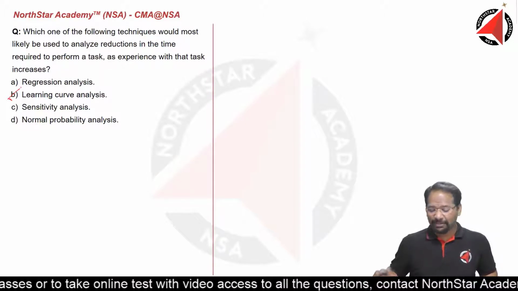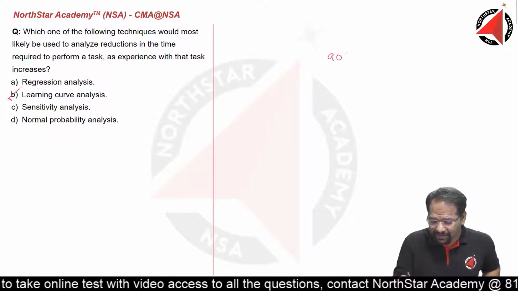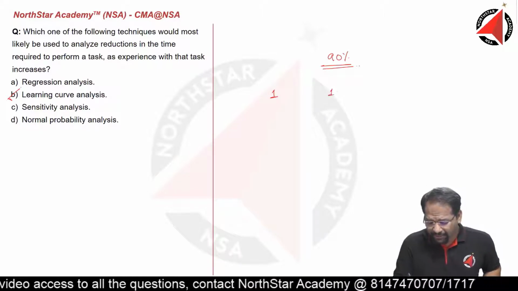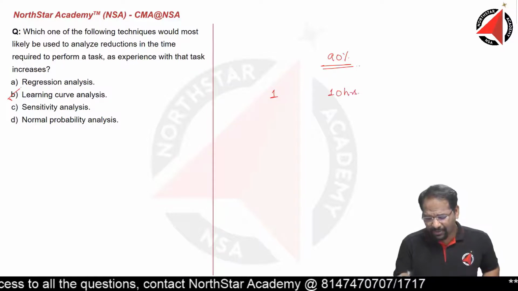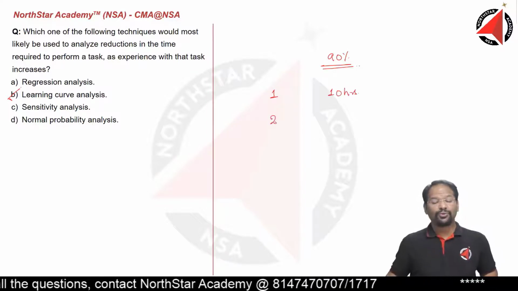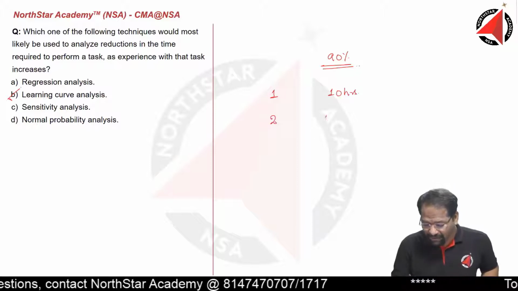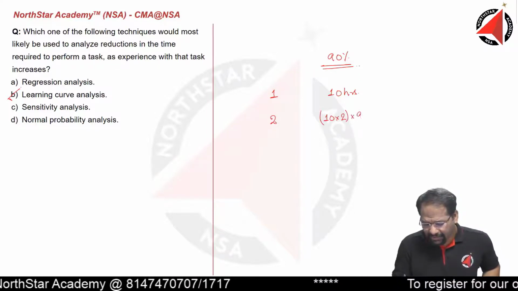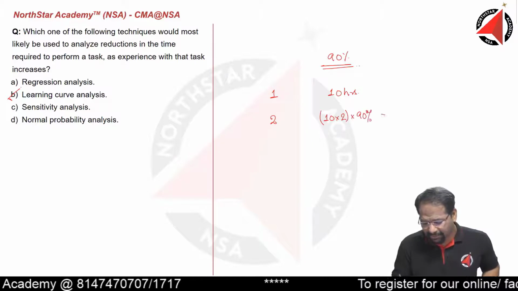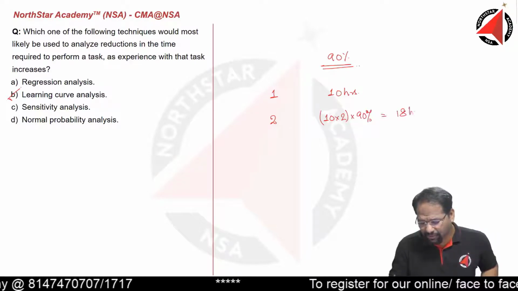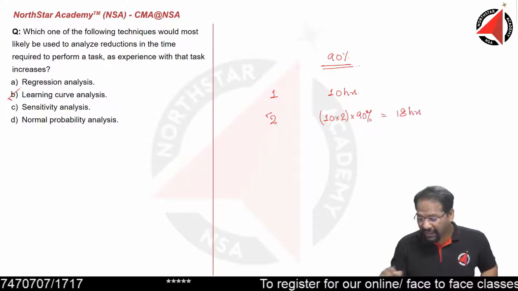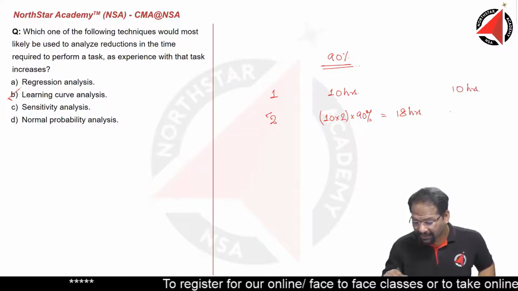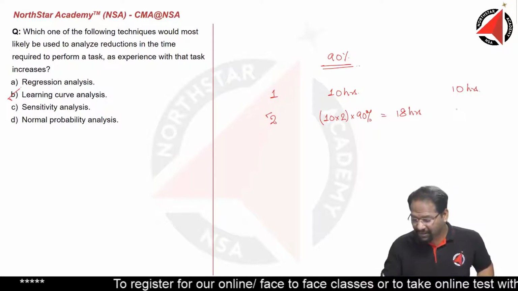Let's take an example. If a learning curve is 90% and for making the first unit a laborer requires 10 hours, then if we double it, for making 2 units the labor would require 10 multiplied by 2 units, multiplied by the 90% learning curve. So it would require 18 hours to make 2 units. On an average, the first unit required 10 hours, but here 2 units on an average required 9 hours per unit.